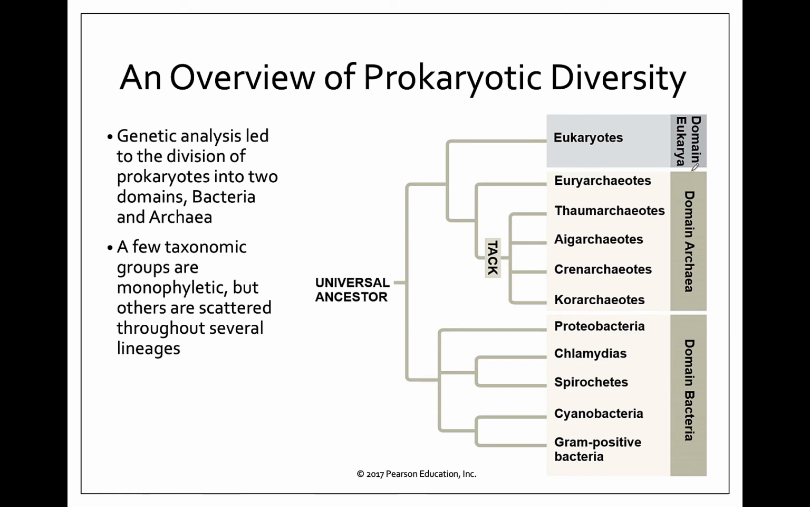So we have domain Archaea, which is a clade, right? So here would be the common ancestor, and then all the descendants. And domain Archaea is actually sister to the eukaryotes. And then the most diverse or most basal clade over here would be domain Bacteria. And this is the normal kind of bacteria that you would be familiar with. Domain Archaea tends to be bacteria that live in really extreme environments.